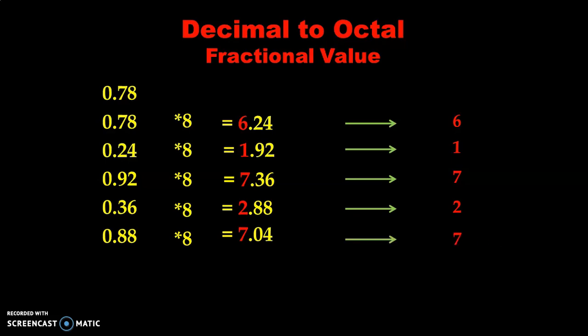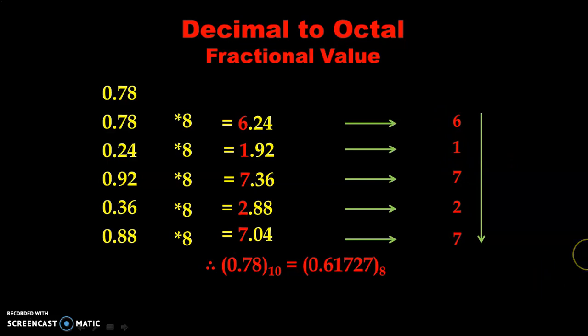So 7 integer value we have taken aside, and now we can observe that the fractional value, that is 0.04, is very near to 0. So we can terminate our process of repeated multiplication at this point. As I said earlier, we can go for 3, 4 or maximum 5 repeated multiplications, and then we can terminate our process. So now we have an answer, that is 0.78 decimal number and exactly the equivalent octal number, that is 0.61727. In case of a fractional value, we have to write from top to bottom.